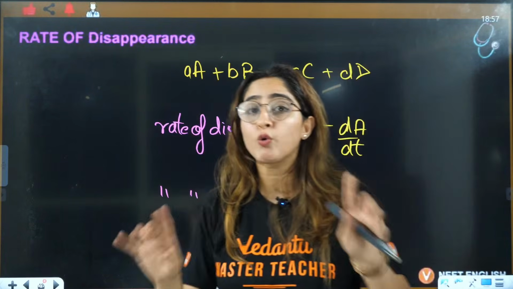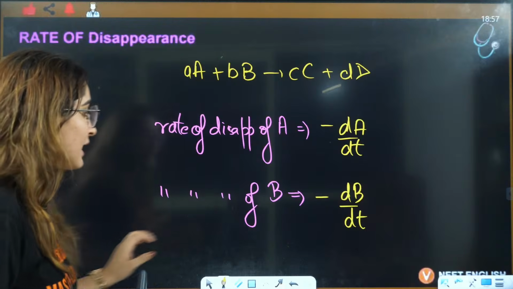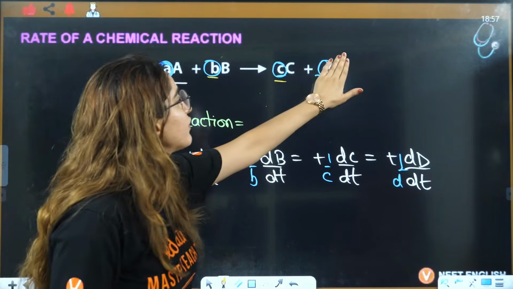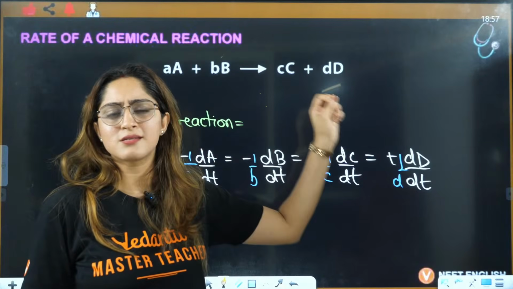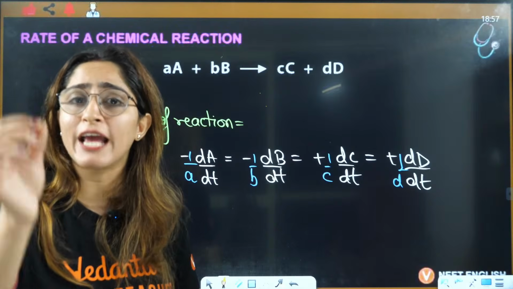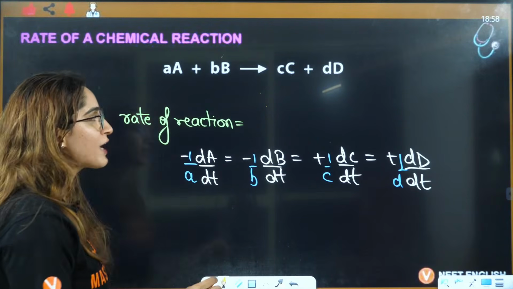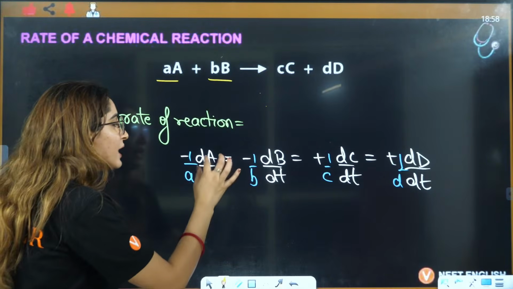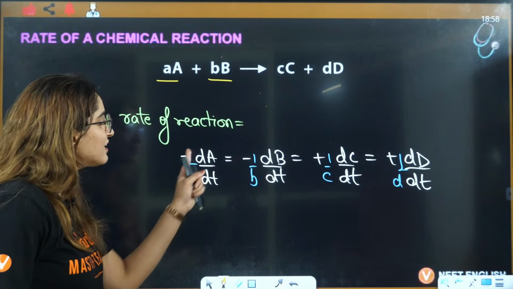I'll just conclude everything that I taught you here, right? One thing I want to tell you is, if you have a reaction, there is some reaction that is given to you. They ask you rate of reaction. In rate of reaction, when you write it in terms of reactants, that will be negative. So it is minus dA by dt.